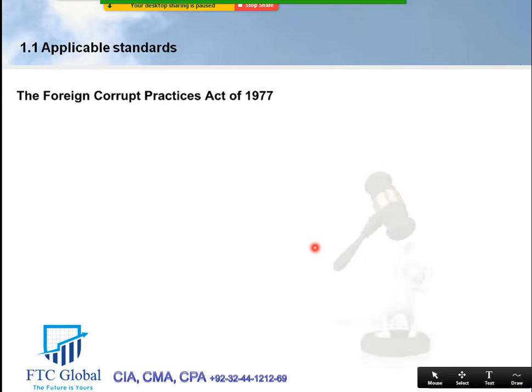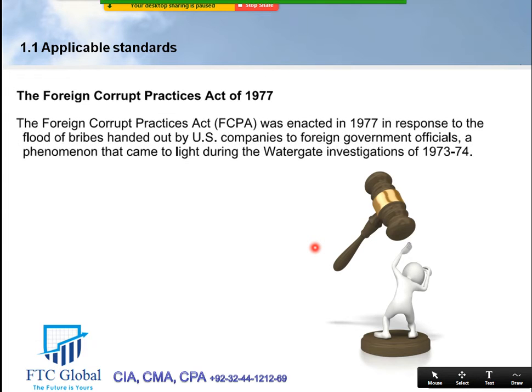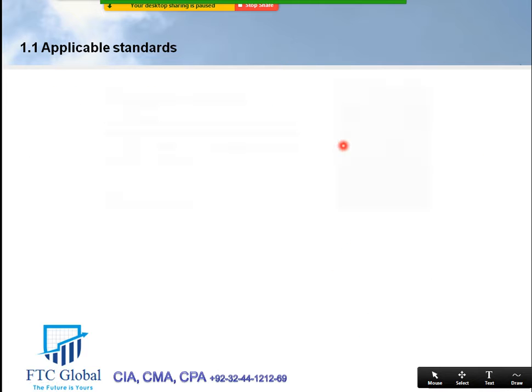The second law was the Foreign Corrupt Practices Act of 1977. It was passed 7 years after the previous law, the Racketeering, Influence and Corrupt Organization Act of 1970. Again, I'm telling you, whenever a law is passed, there is something that resulted in its formation and promulgation. What happened in 1977 that the government needed this law? I'll give you an idea. It happened in 1973 and 74. Let us go to the background.